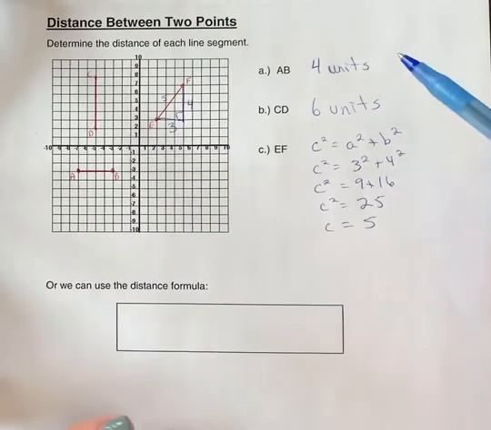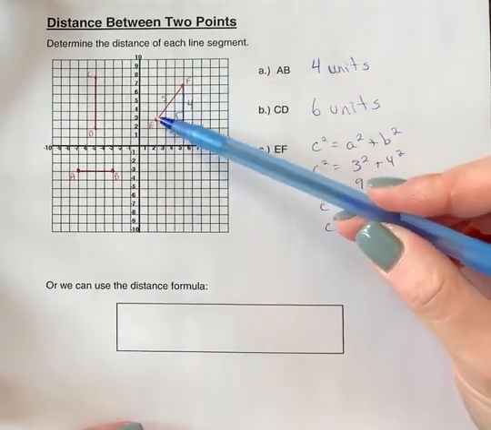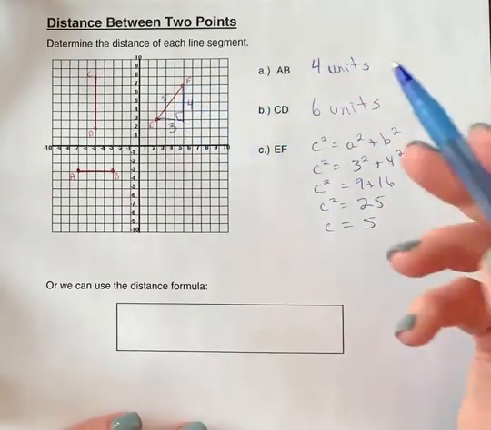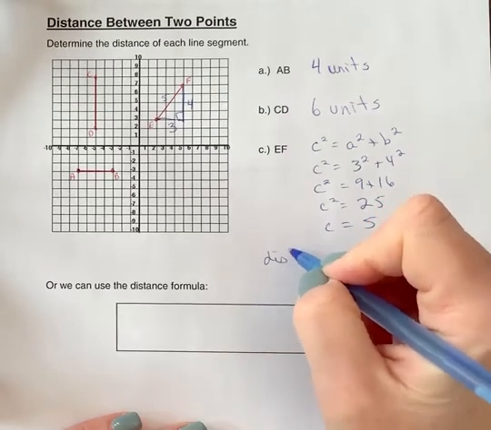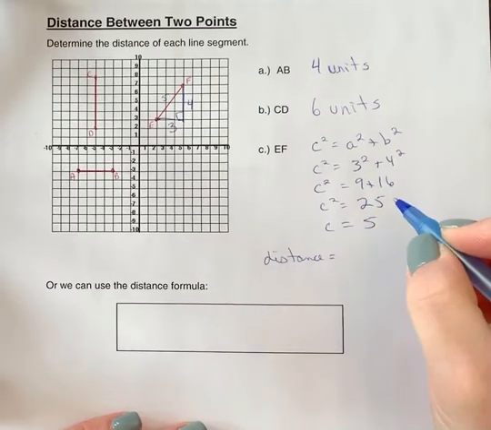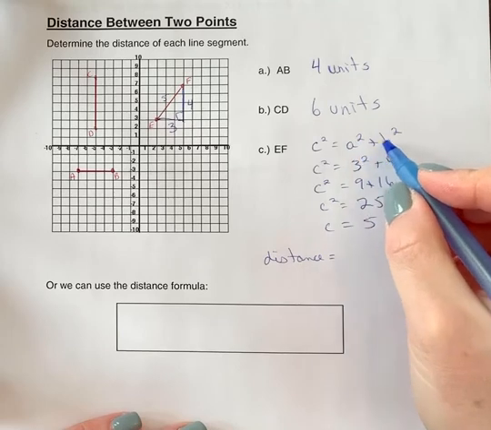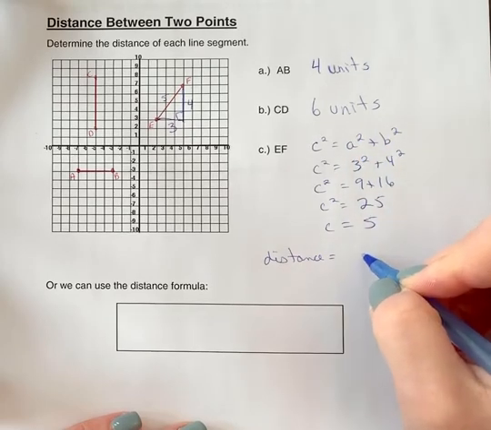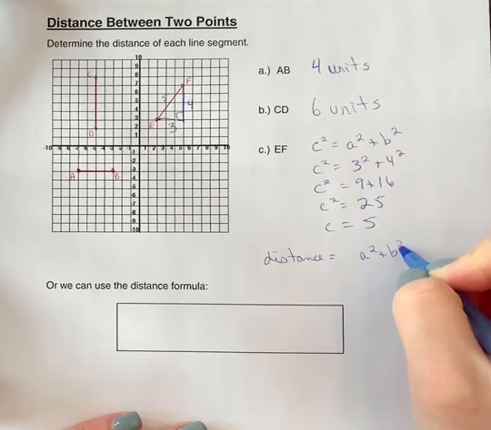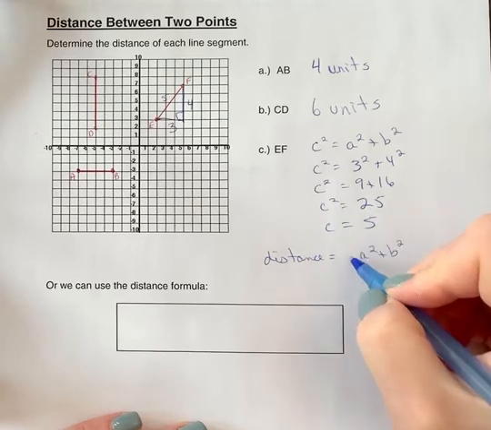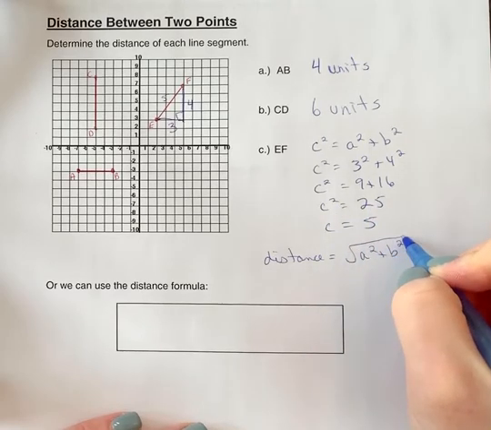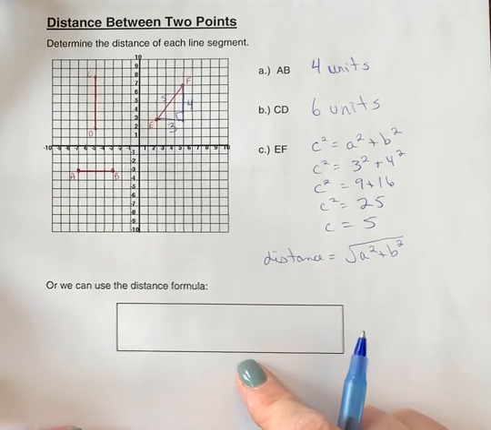So that's the strategy we're going to use when we're finding the distance of an angled line. So distance is actually going to be equal to this a squared plus b squared. And then remember, in the end, that's what c squared equals, so we would actually square root this. So that's where our distance formula is going to come about.